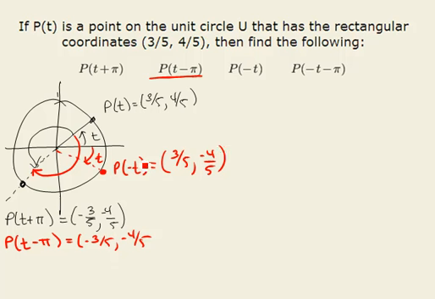Finally, we're going to take our point at the opposite of t and then subtract off pi more, or rotate it 180 degrees more, giving us the point in quadrant 2. In quadrant 2, we know that our y-coordinate is positive and our x-coordinate is negative. Therefore, we get the coordinate negative 3/5, positive 4/5.